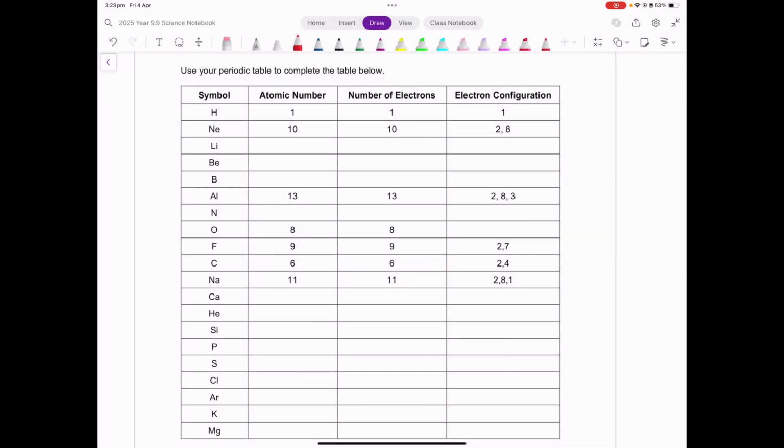I want you to use your periodic table for this next page. Okay? You get to use it. You get to use it in a test. You need to practice using it. So please, don't go without your periodic table. Use it.